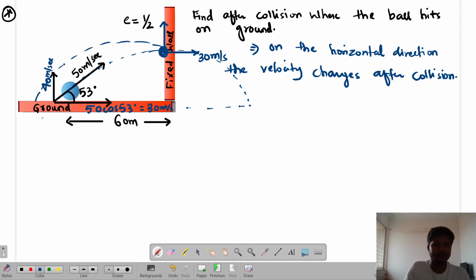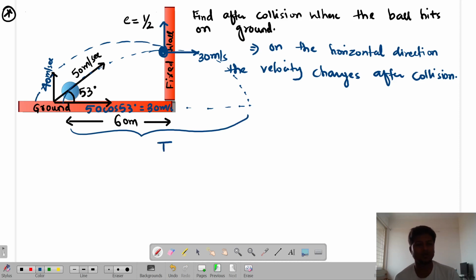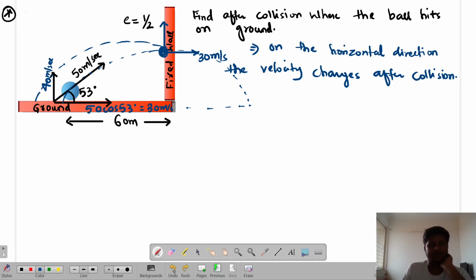Yes. Now you try to see. I'm projecting the ball from here. This is my actual range in time of flight t, isn't it? But it is changing its direction and going in the back direction. The point is simple. Whatever time it is taking to come over here, the same time it will take to come over here also.